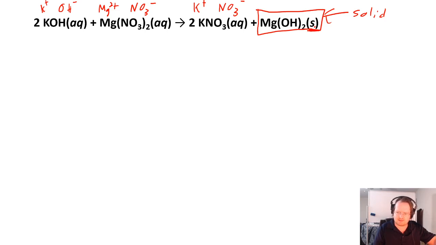As reactants, they were aqueous ions floating around. As products, they were also aqueous ions floating around. Nothing changed. So, how do we represent this? What's another way we can write this reaction?